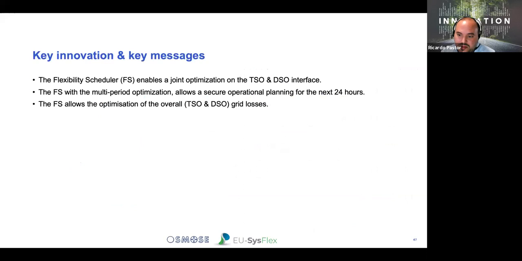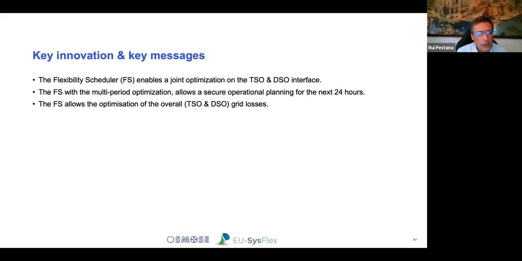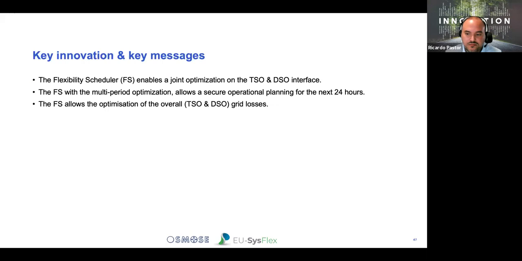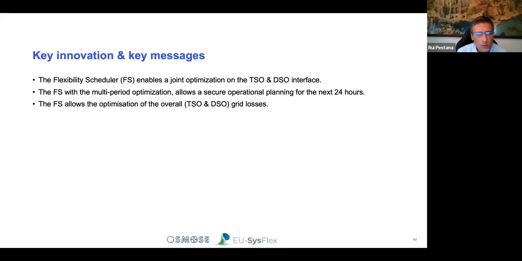Thank you, Rui. Just to wrap up, the flexible scheduler enables the joint optimization of the TSO and DSO interface on the 60 kV level. This software is a multi-period optimization and allows a secure operation planning for the next 24 hours. And of course, the goal of this optimization is to reduce the grid losses. So the next step, next slide, please.